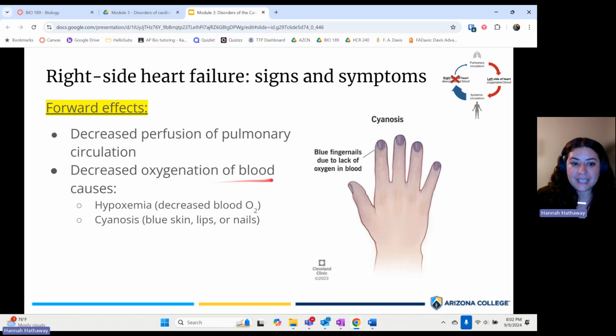Because of that decreased oxygenation, you're going to see things like hypoxemia, which is a decreased amount of oxygen in the blood, so decreased blood oxygen concentration, essentially. And then cyanosis. Cyan means blue. So this would be like blue skin, blue lips, blue nails. Once again, due to that decreased gas exchange in the lungs, because you need to have blood flowing through the lungs in order for it to get oxygen in the lungs.